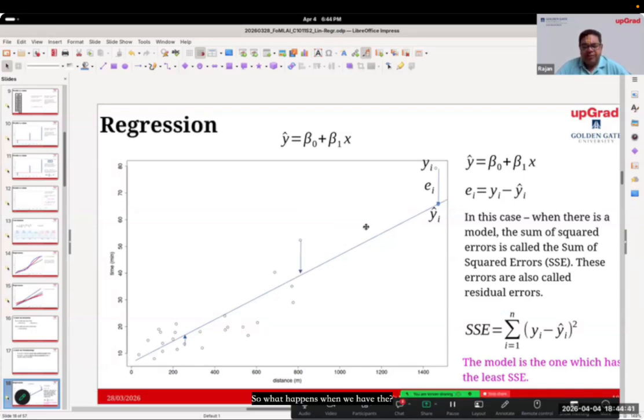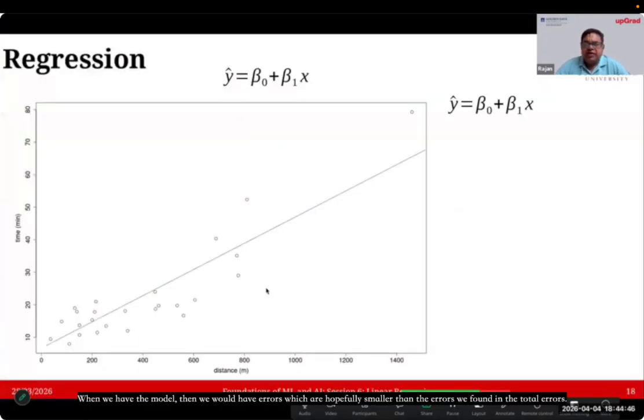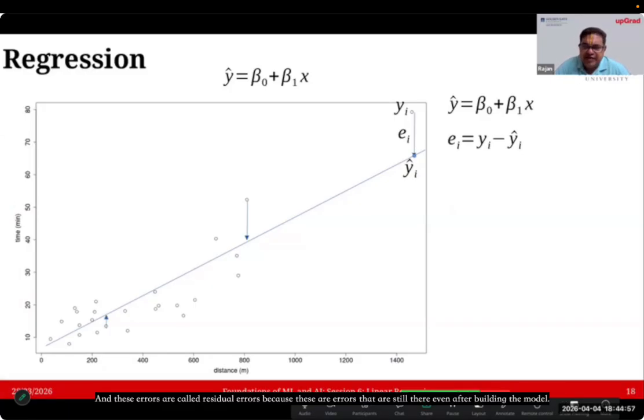So what happens when we have the model is that we would have errors which are hopefully smaller than the errors we have in the total errors, and these errors are called residual errors, because these are errors that are still there even after building the model.